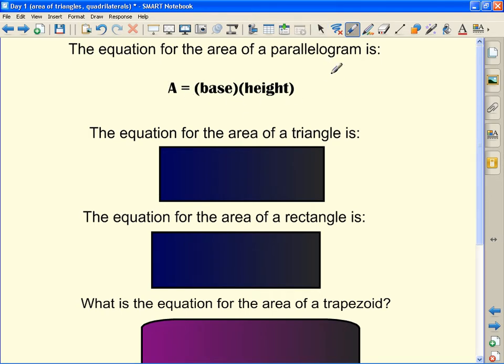And so the area of a parallelogram, remember, is area equals base times height, or length times width, or whatever, however you want to remember it. And so that's our formula for a parallelogram.